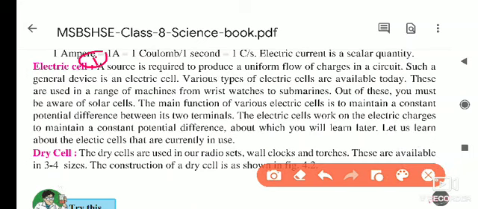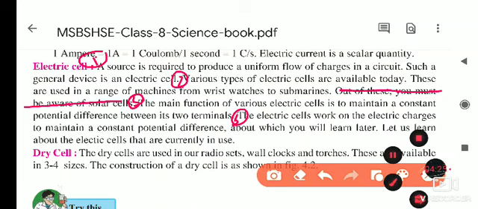Then second, you have to write this point. Here, third, this point. If you are not writing this point then also okay, no problem. Then the function of the various electric cells is to maintain a constant potential difference between two terminals, and the fourth point you have to write is this one. In that way you have to write a short note on the electrical cell.